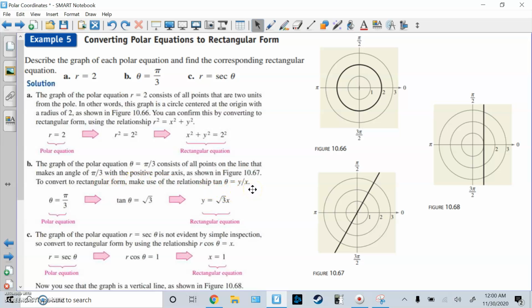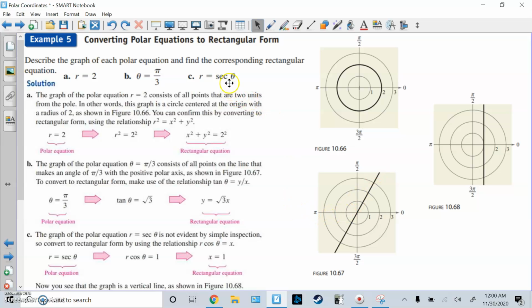All right, to convert this to rectangular form, we use the idea that tangent theta is y over x. So we start with theta equals pi over 3. You're going to take tangent of both sides. Tangent theta equals tangent pi over 3. Tangent pi over 3 is on the unit circle, it's root 3. Then from here, you're going to change tangent theta, the left side, into y over x. So y over x equals root 3. Multiply both sides by x to get y equals root 3 x. So that is this equation right here.